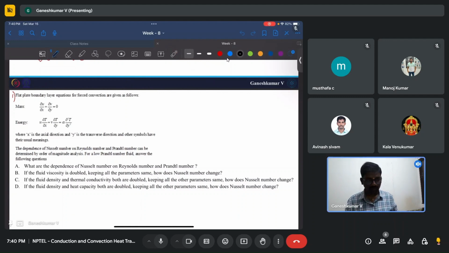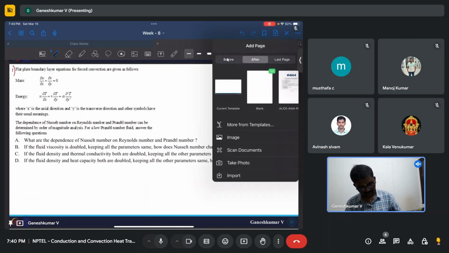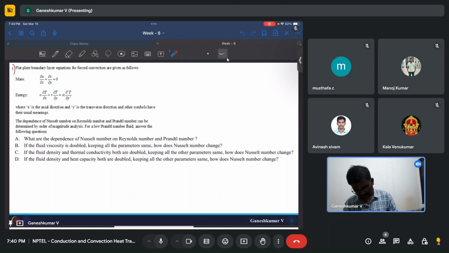Okay, if there are no more questions, I will move forward and solve these two questions. These two questions are a little bit similar. It's also very easy. You guys are going to tell me the answer. So this is the flat plate boundary layer equation for forced convection, which is given as follows. This is the mass conservation, this is the energy conservation. We can also write a momentum conservation. We know that x is in the axial direction, y is in the transverse direction, and other symbols have their usual meanings.